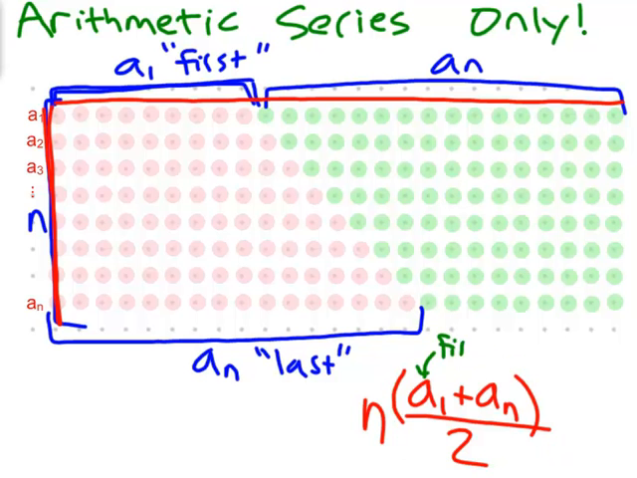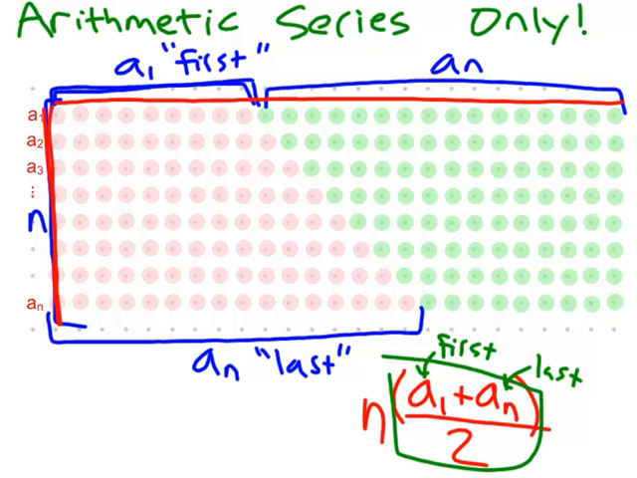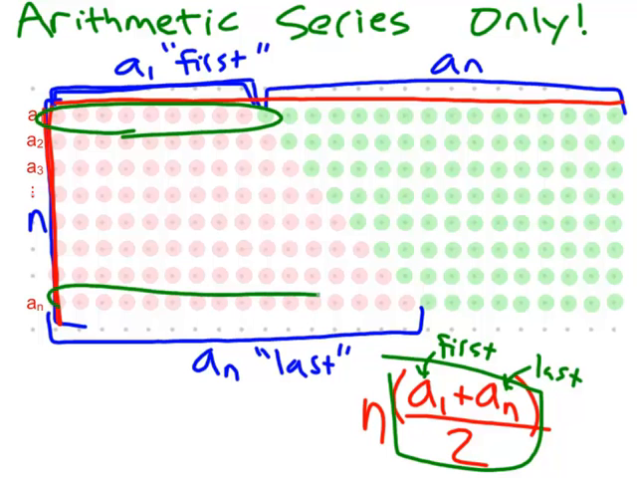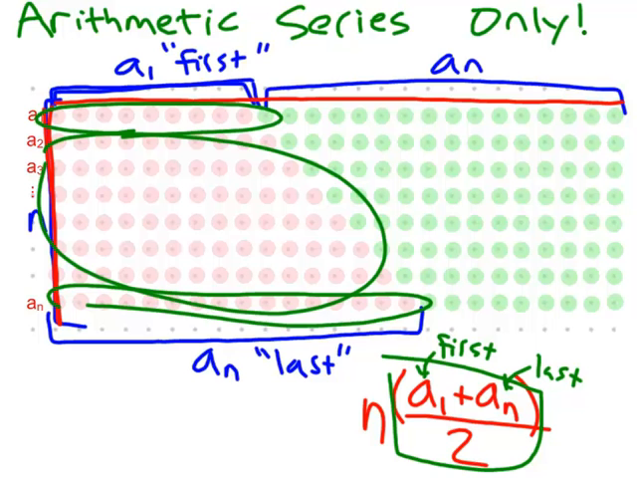Remember, first term, last term, and when you add two numbers and divide by 2, this is just the average of that first term and last term. And for arithmetic series only, it is also the average of all the terms. And I ask that you look at the diagram and convince yourself that not only is that the average of the first term and the last term, but it is the average of all those terms.